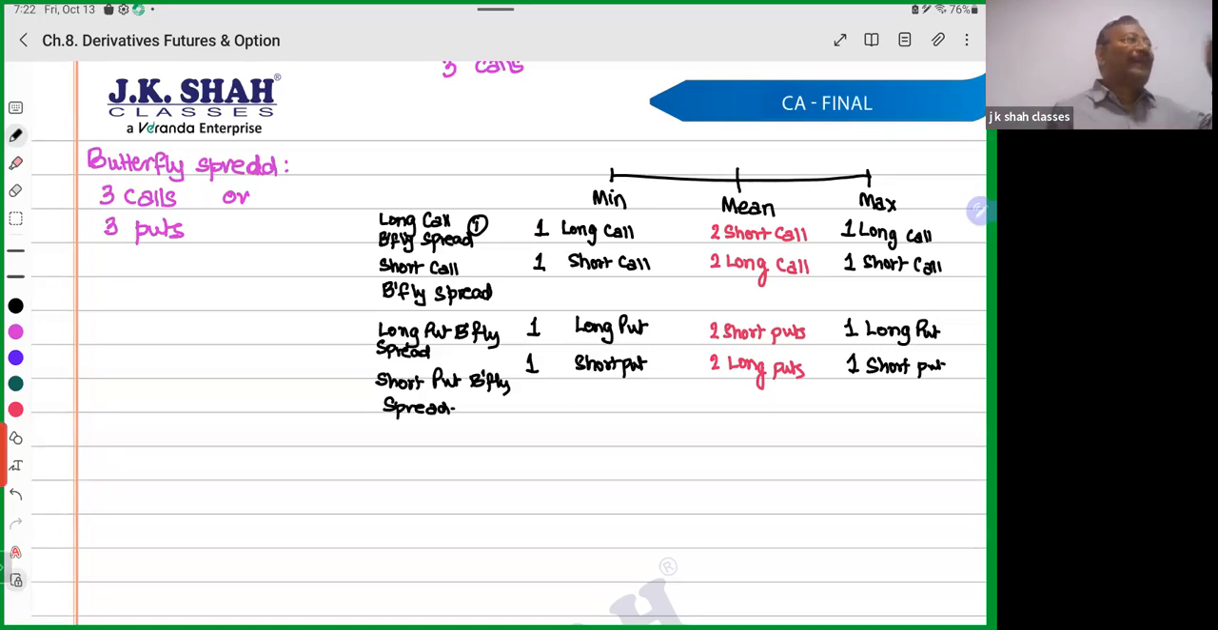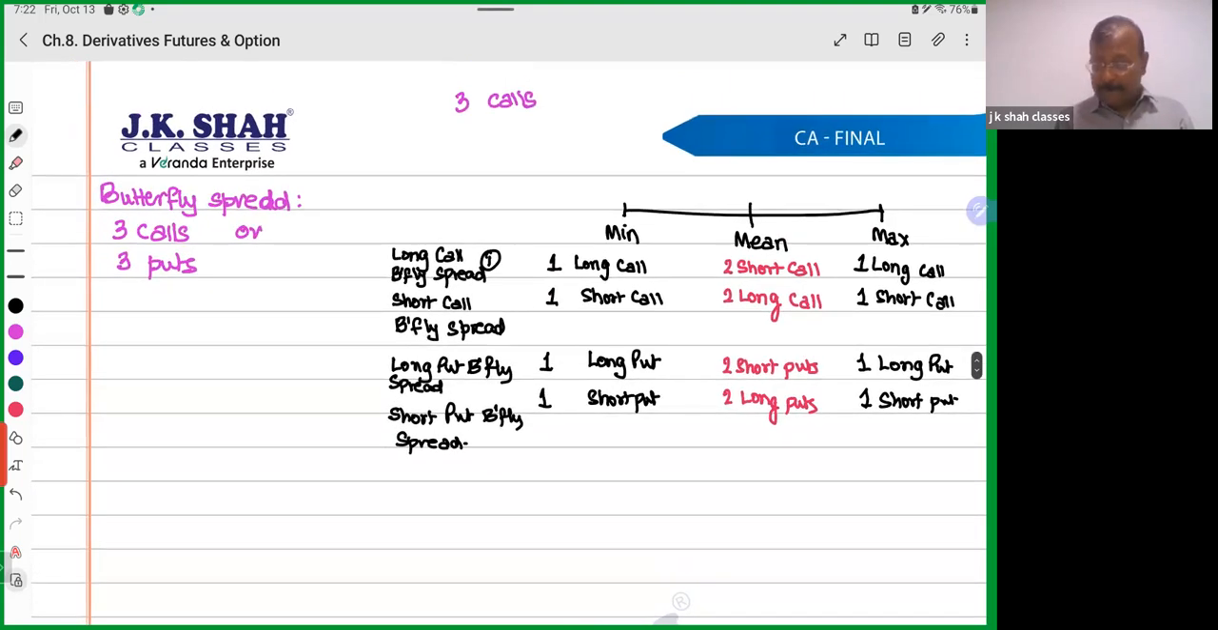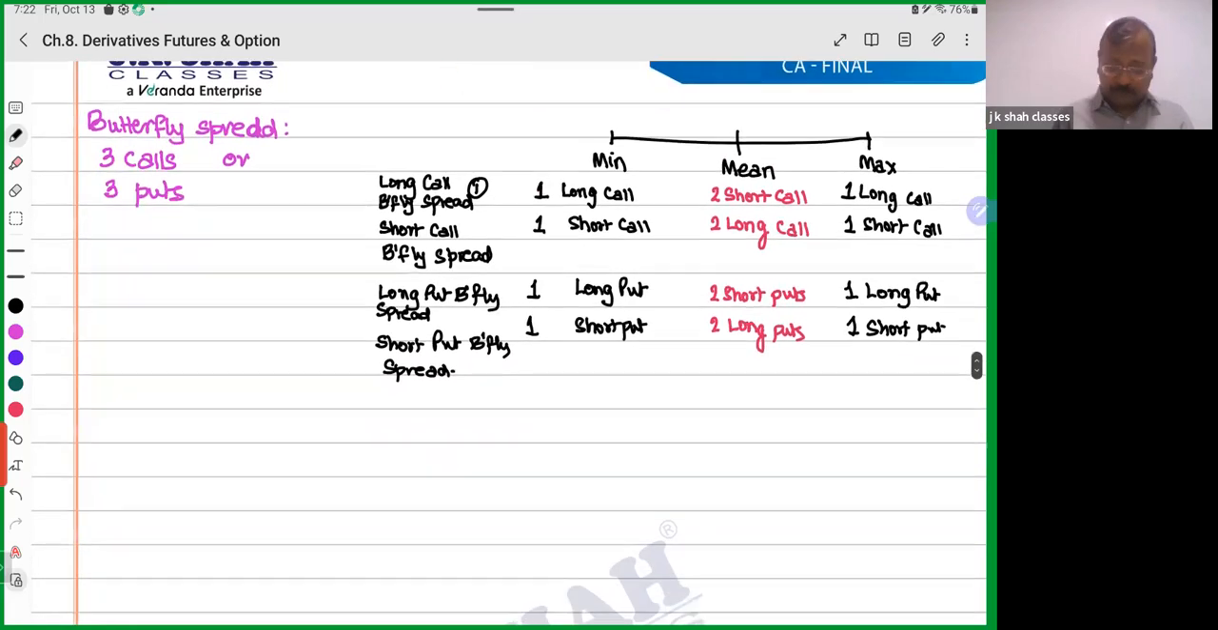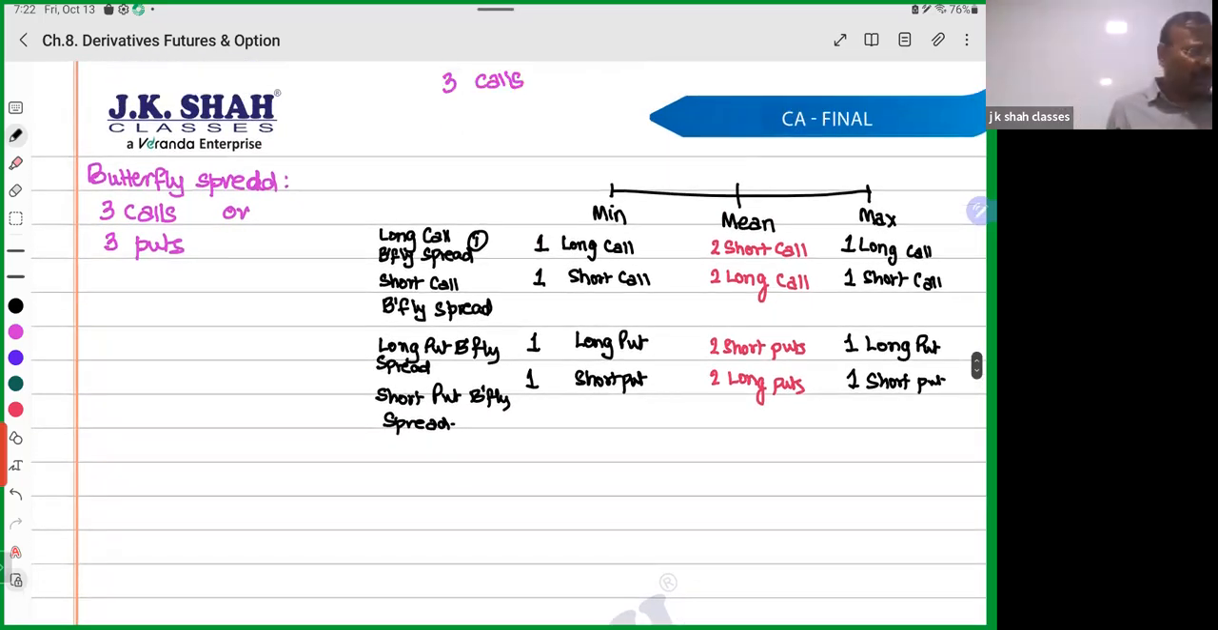Right? What you do at the wing tips will determine the name of that spread. Okay. Now, one minute. Okay. Take this down, then we will solve the problem.